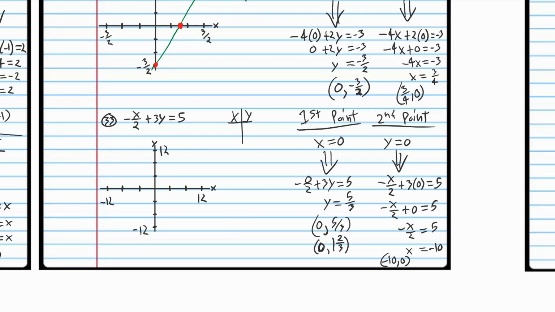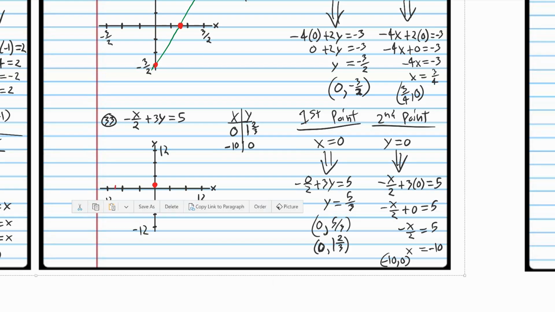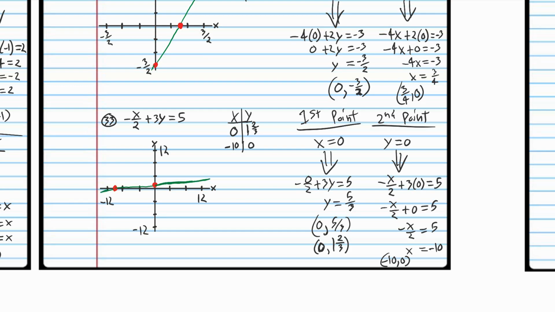So that would be about. Let me plug that into our table. And then -10, 0. So 0, 1 2/3. That would be about here. And -10, 0 would be about here. You have to be really careful that you graph this properly. So the line is not very steep. It's kind of hard to graph it. My line is not very good there, but it's good enough.